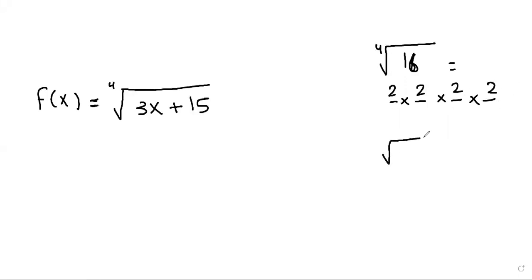Can we find the fourth root of minus 16? What is the number that, when multiplied by itself 4 times, gives minus 16? There is no number. No number multiplied by itself 4 times leads to minus 16, because it is negative 16.